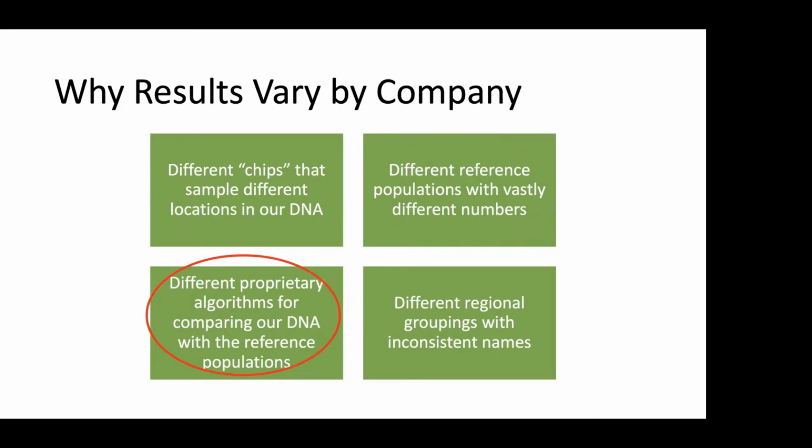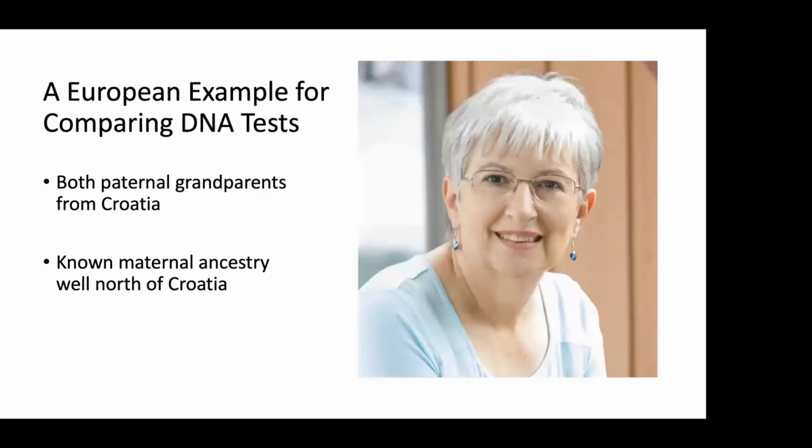Each company has a unique proprietary algorithm for comparing our DNA with their reference populations. Each one probably thinks their way is best, but they are inevitably different. Each testing company defines different regional groupings and gives them inconsistent names. You will see many examples of that when we get into specific findings.